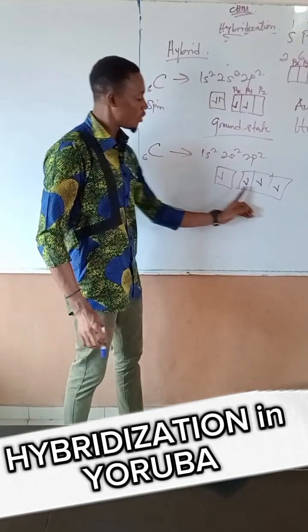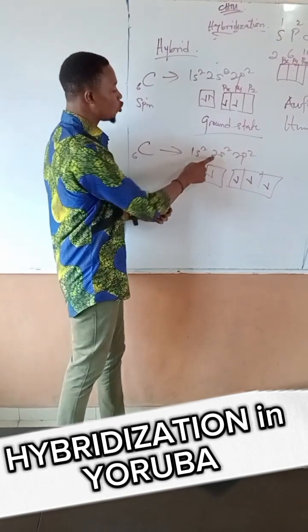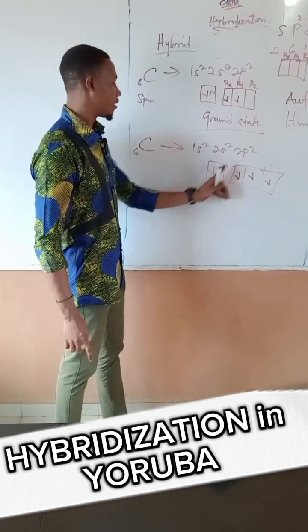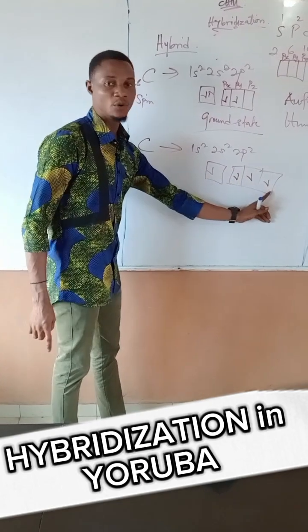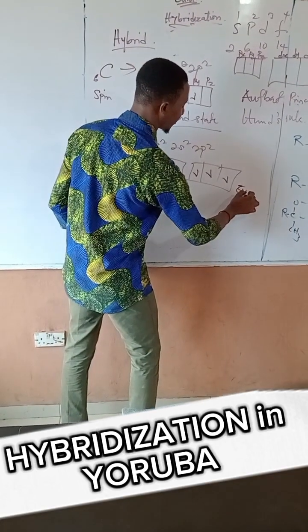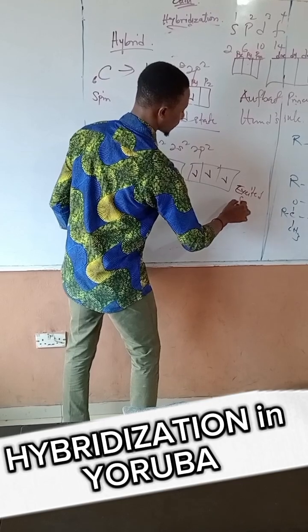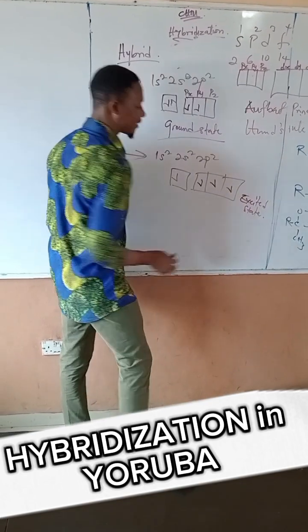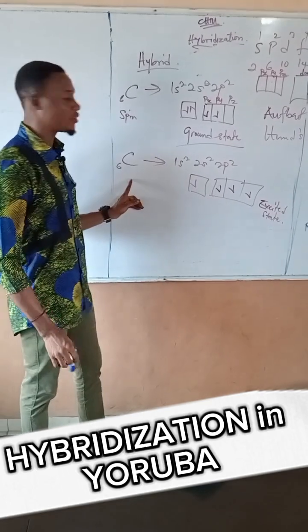So it has now become four: 2s has become one electron, and 2p has become three. Now at this state we call it the excited state of the carbon atom.